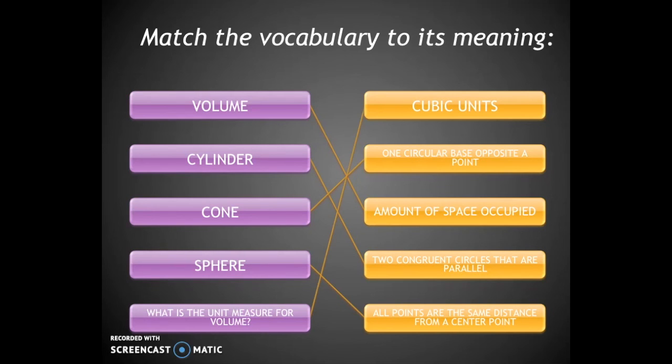And lastly, what is the unit measure for volume? Volume would always be measured in cubic units. Hope that makes sense. Remember, you can always pause, rewind, rewatch as many times as you like.